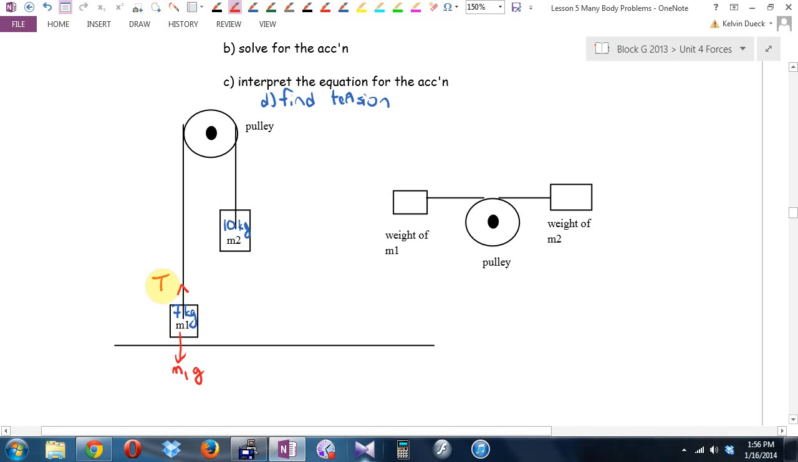What about mass 2? What are the forces acting on it? Get the obvious one. I'll call that M2G. What else? And our argument last day was because it's the same piece of rope, the same actual physical rope, the tensions must be identical. You can't pull with 5 newtons on one end of a rope and only feel 2 newtons on the other end of the rope. It's Newton's third law, forces come in pairs.